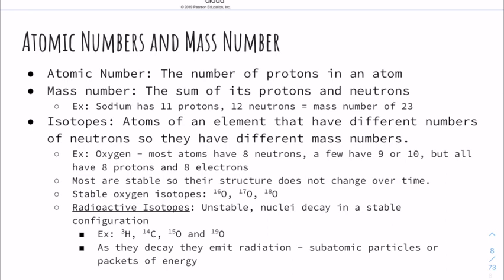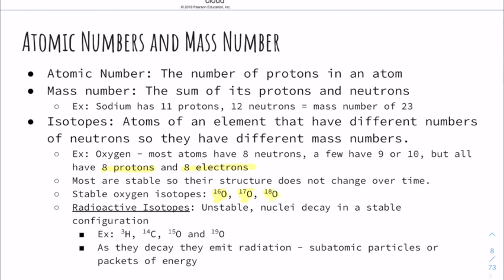Most of them are stable, so their structure does not change over time. So there are some actual stable isotopes that have different numbers of protons and neutrons. So a stable oxygen isotope would be oxygen 16, oxygen 17, and oxygen 18. The more stable they are, the less likely they are to change.